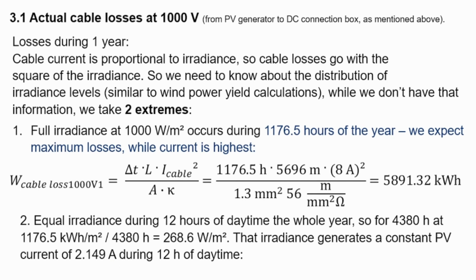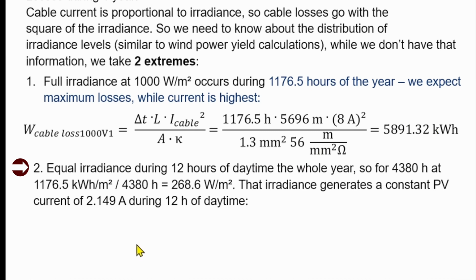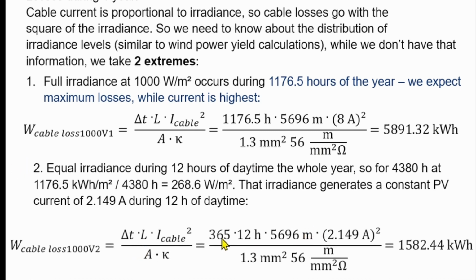Let's take a look at the losses. So we have the total length of the cable of our PV generator, the duration where this occurs, the amps, the cross section and the conductivity, and altogether we have 5,891.32 kilowatt hours of losses. If we take the more equalized irradiance value, then we have 365 times 12 hours of duration, and the current is much less. As mentioned, it's only a fourth, so 2.149 amps squared, divided also by the cross-section area times the conductivity, and we have 1,582.44 kilowatt hours.